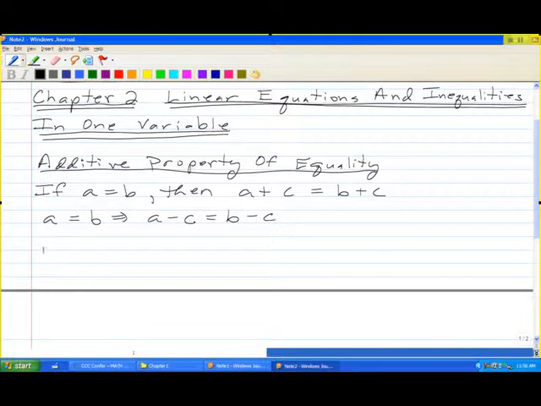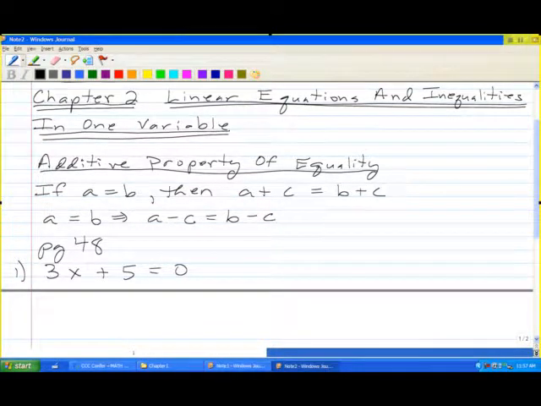So let's do some examples. Let's say on page 48, let me just do problem number 1. 3x plus 5 equals 0.